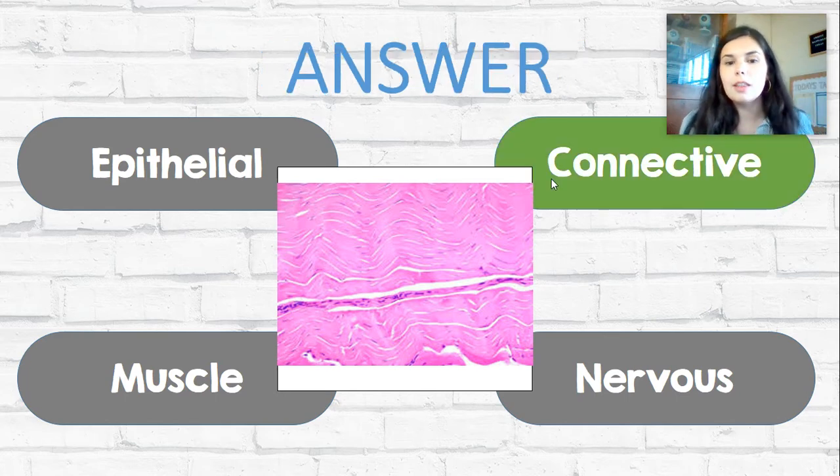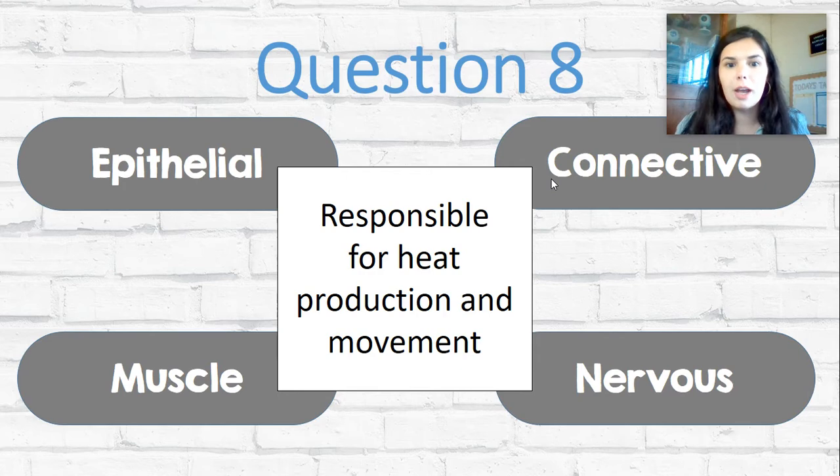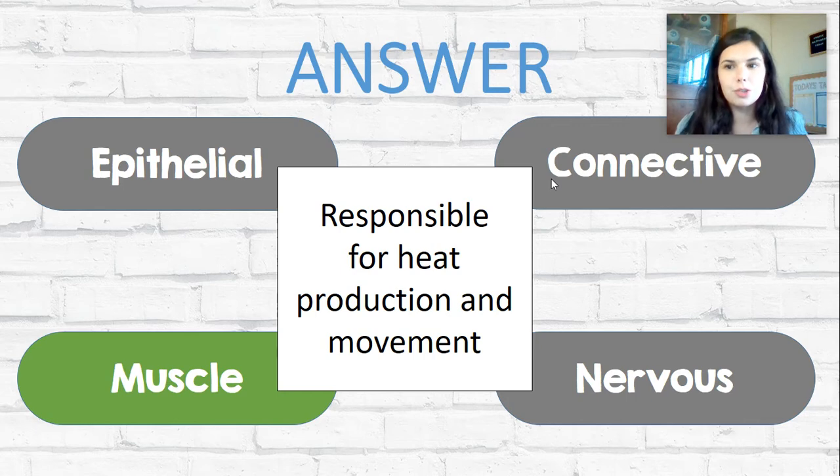Okay, so anything that looks very dense and compact, right? You can't see individual cells or nucleuses or anything like that. It's very dense. That's connective tissue. Question number 8, which one of these is responsible for heat production and movement? Okay, 5, 4, 3, 2, 1. Muscle tissue. Good job.